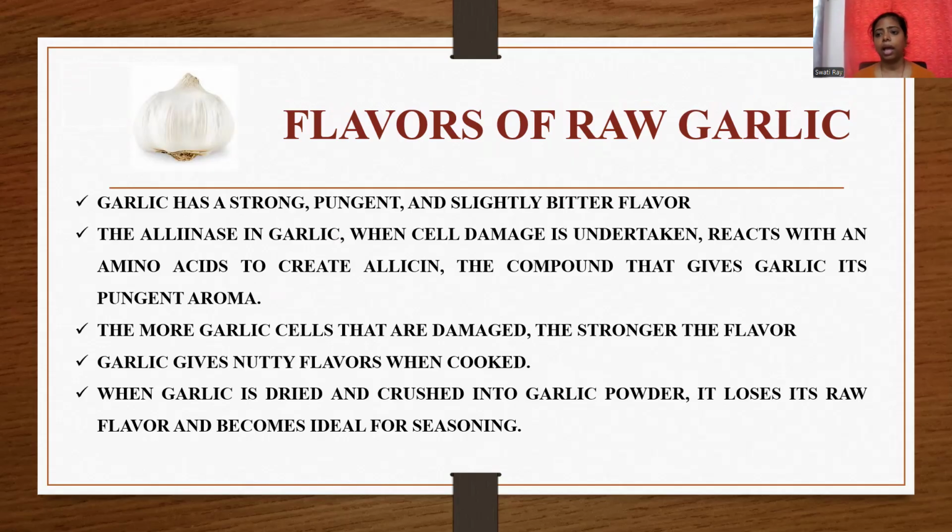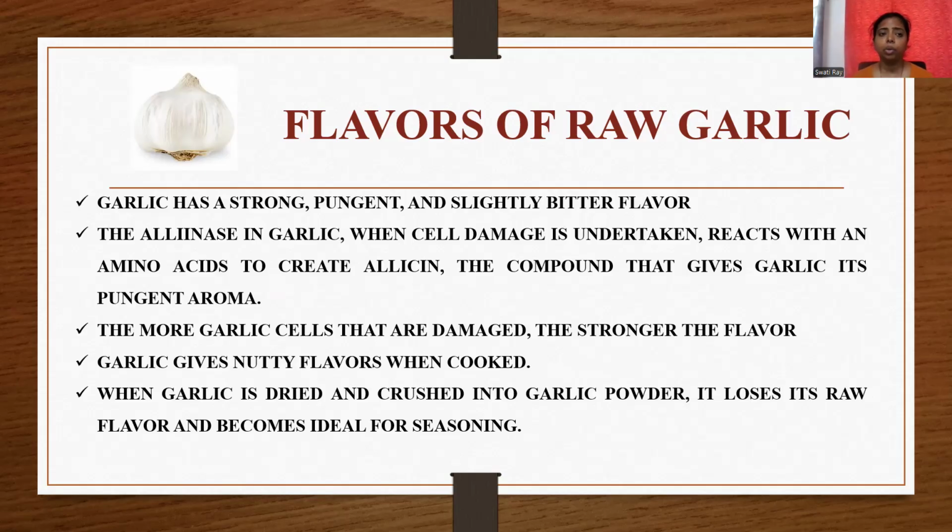Garlic also has the enzyme alliinase, which, when garlic is chopped, cut or made into paste, is released and combines with the amino acids released during the cutting of the cell wall and the damage that is done. It produces a compound called allicin. This allicin particularly gives garlic its pungent and strong aroma. So the more damage you do to the garlic, the stronger the flavor.